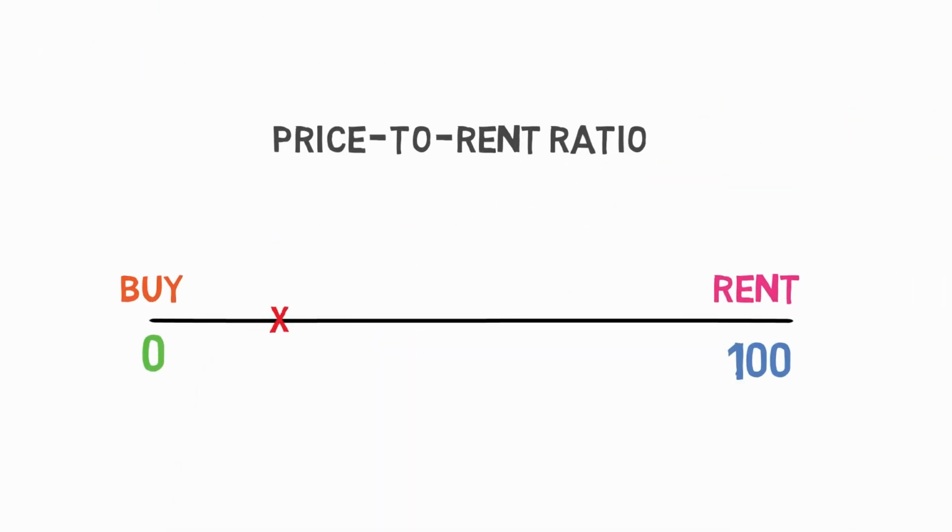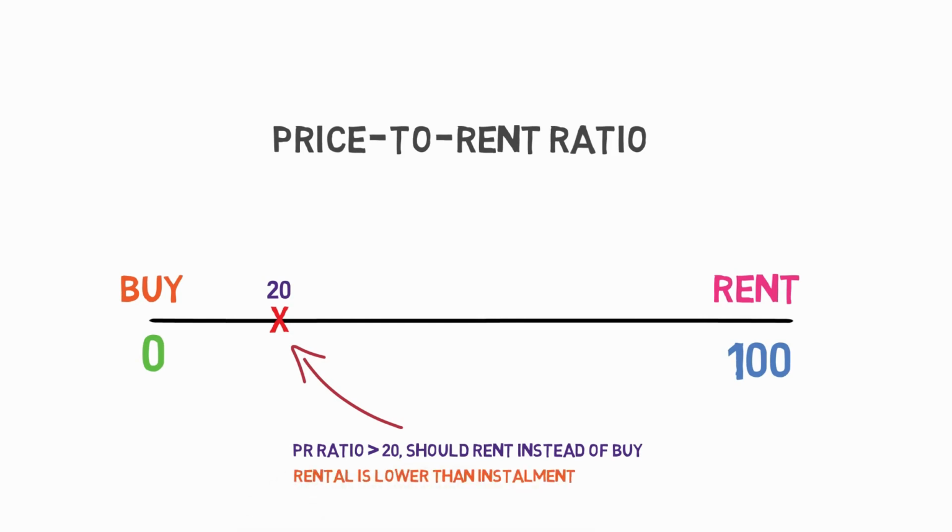I ran a few scenarios where, on average, if the price to rent ratio is more than 20, you are better off renting the property instead of buying, because the rental is much lower than the installment, and therefore it's better for you to just rent.